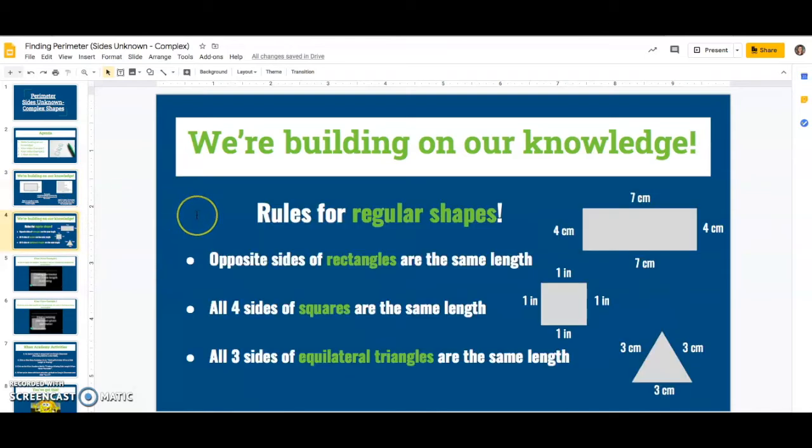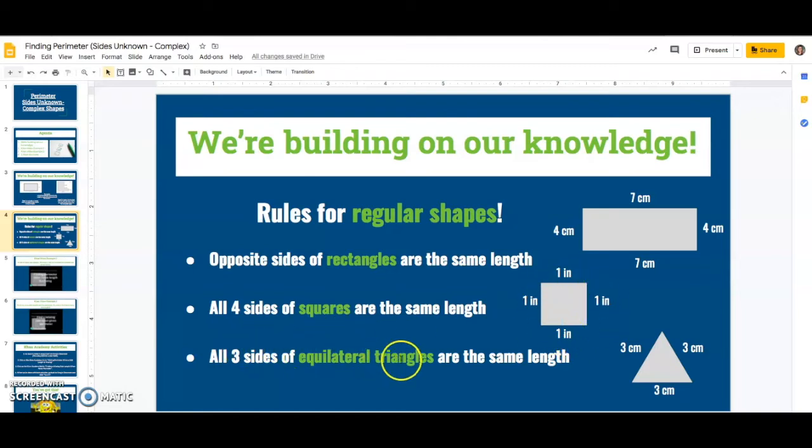But before we do that, let's just jump back and review really quickly the rules for finding the missing side lengths of regular shapes. So with rectangles, like we talked about, the opposite sides are the same length. All 4 sides of a square are the same length. So if I know one side is 1 inch, I know that all the sides are 1 inch.